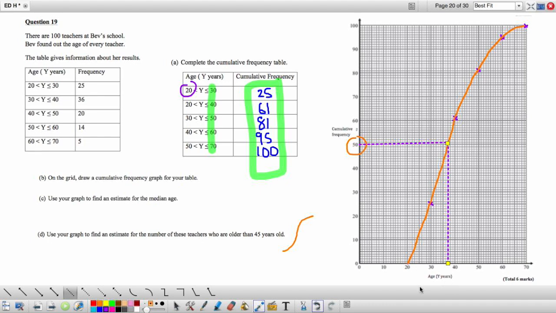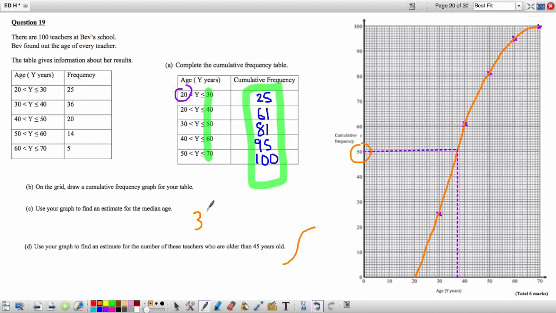Coming up here. And you're going to get approximately 37 for your median.